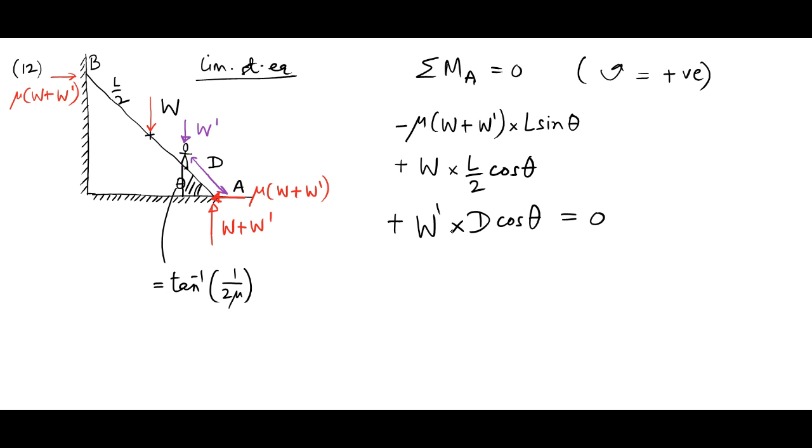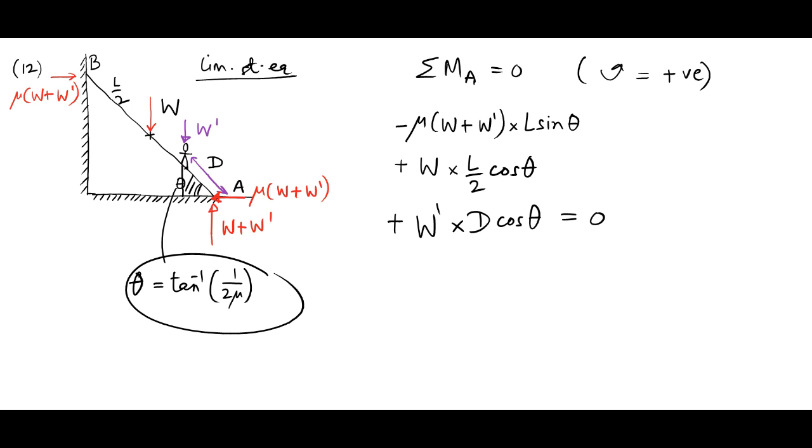Now I want to find the value of D, and since L is the only other length which is given in the question, in fact it is the only length which is given in the question, D is something we have to find, so we can expect that D is going to be in terms of L. So that is one expectation. Secondly, we realize that we have not really used this particular condition on theta, that is the value of theta is actually given as tan inverse of 1 by 2 mu.